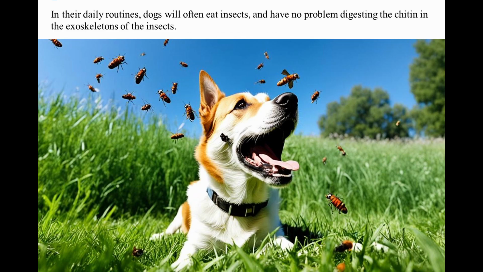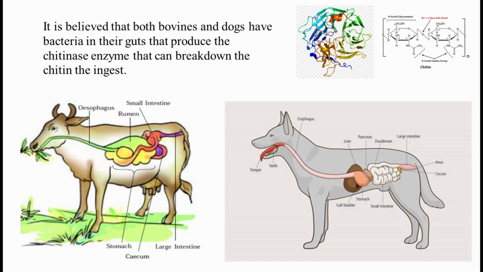In their daily routines, dogs will often eat insects and have no problem digesting the chitin in the exoskeletons of the insects. It is believed that both bovines and dogs have bacteria in their guts that produce the chitinase enzyme that can break down the chitin they ingest.